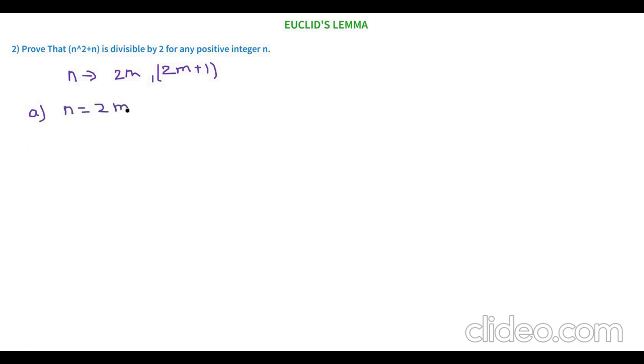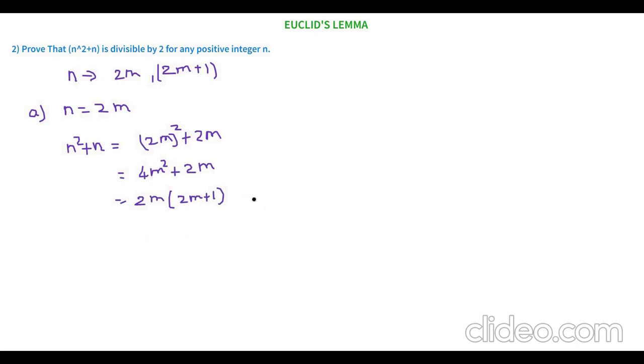So when n equals 2m, what happens? So we have to find n square plus n. So n square plus n equals 2m the whole square plus 2m. So 2m the whole square will become 4m square plus 2m. So I'm just going to solve this. Now since 2m is common in these two, I'll take out 2m and we can write it as 2m times (2m plus 1).